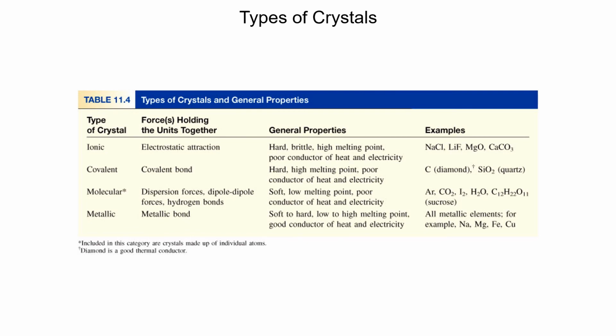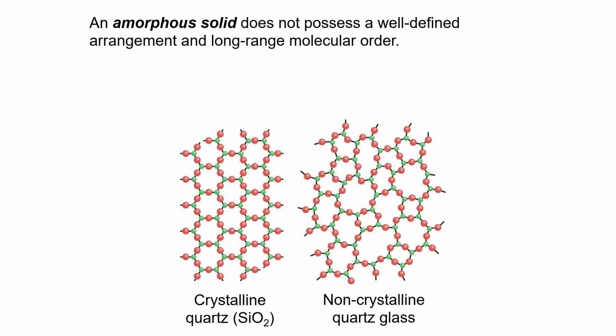So this is a table that just organizes some of the information that we just covered: ionic crystals, covalent, molecular, metallic, what forces hold those together, general properties. You don't need to know these. You should be able to relate the type of crystal with what's holding it together. And of course, you don't need to give me any examples of these. There should be one more slide here, and there is.